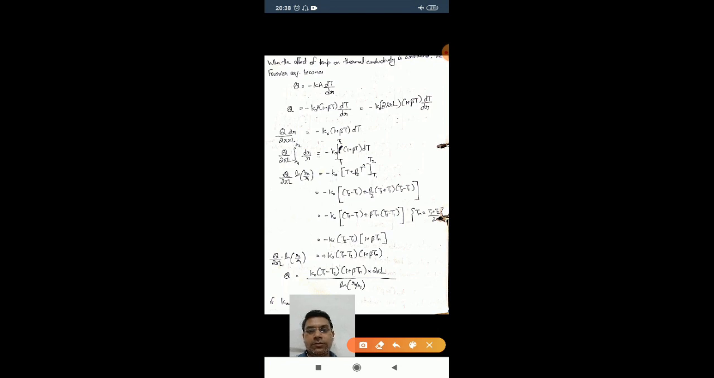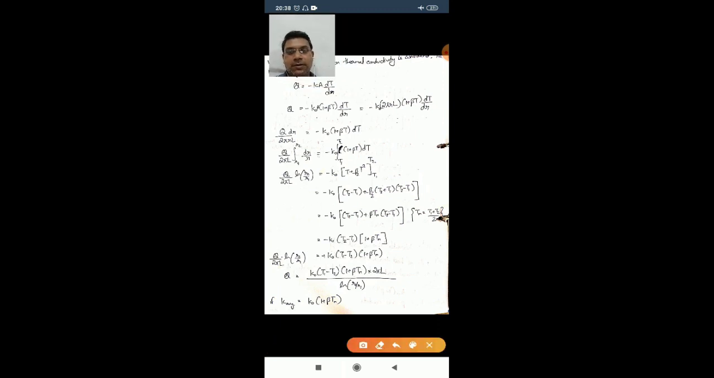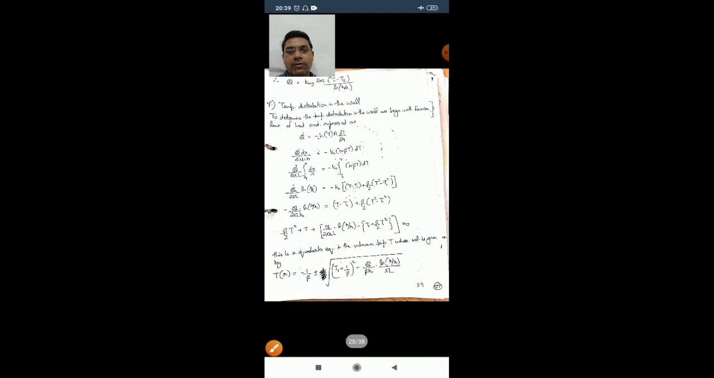So q equals k naught (T1 minus T2) times (1 plus beta Tm). As stated in the plane wall case, again the same thing can be written here, that is, k average is equal to k naught (1 plus beta Tm), replacing this term. Therefore q average is equal to, where k average is equal to k naught (1 plus beta T mean).